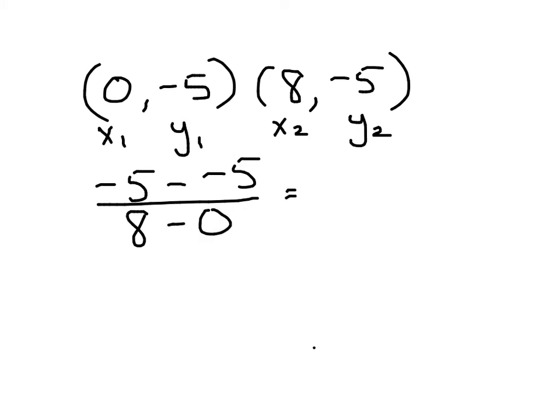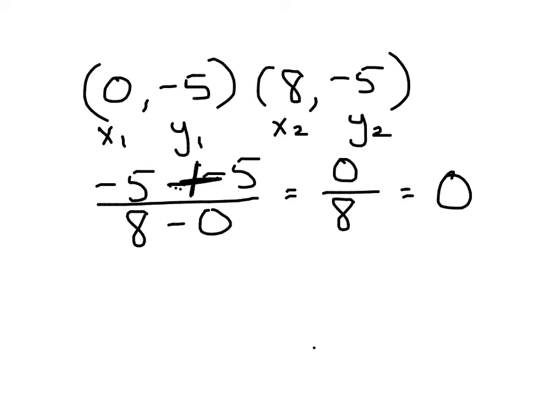On the top, what is -5 minus a -5? Sorry, what do 2 negatives make? A positive. So what's -5 plus 5? 0. And on the bottom, what's 8 minus 0? 8. And what's 0 divided by 8? Try again. 0. Yes, finally. If 0 is on the top, 0 divided by 8 is 0.